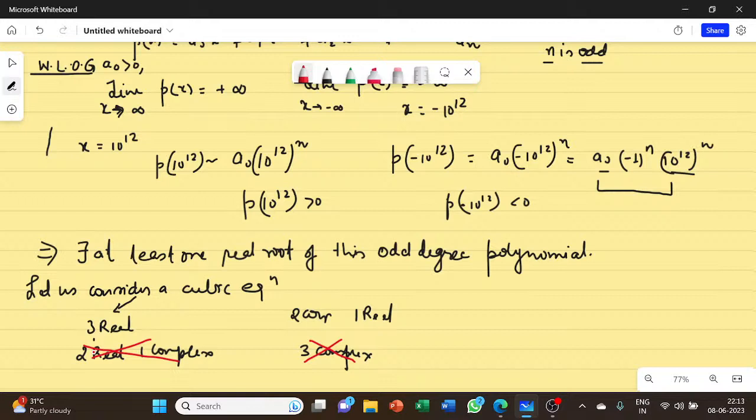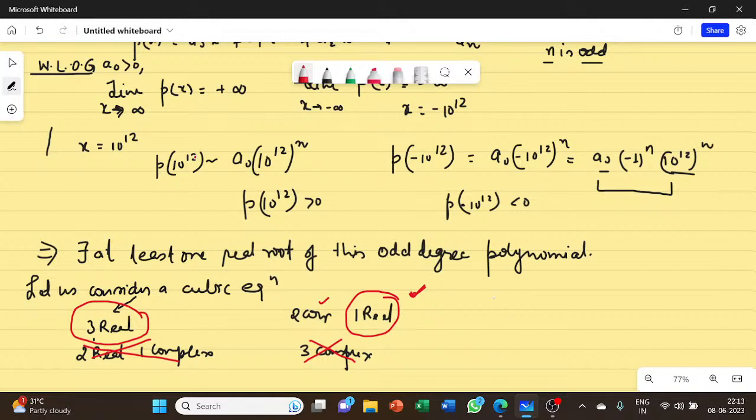Okay, and now if I want to know what all possibilities are left, I can either have 3 real roots or I can have 2 complex and 1 real root. So for a cubic equation, at least 1 real root is guaranteed. This is just an example I'm saying.